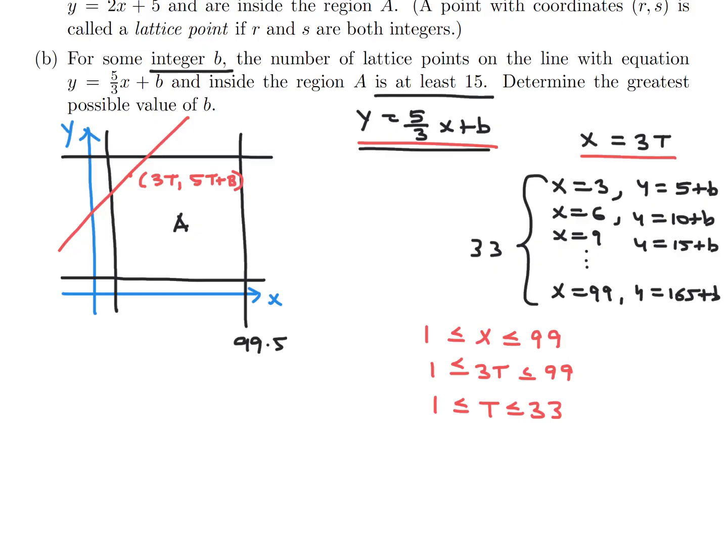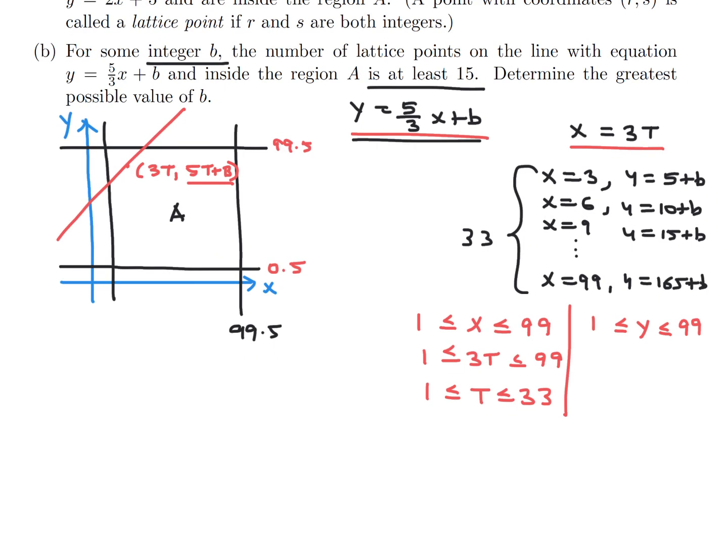Okay, that's for x. Now what about y? y is also the same kind of story. It was from 99.5 down to 0.5, but if you just look at the integers, it'll be between 1 and 99. But what is y? Well, y is this guy, right? 5t plus b. And we want to figure out what b is because we don't know b.